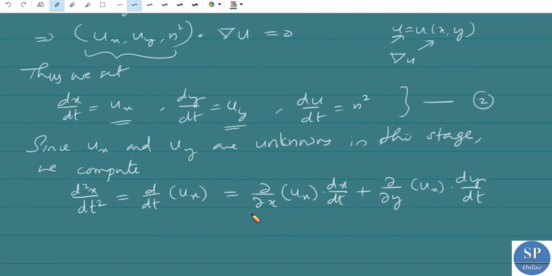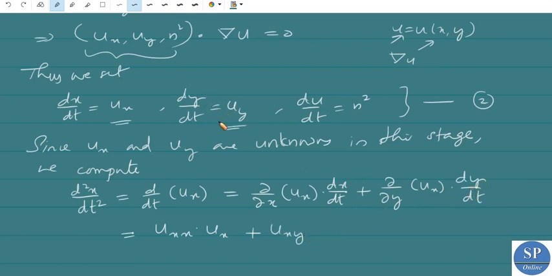Okay, so this is nothing but ∂/∂x of ux, which is uxx, that is ∂²u/∂x² into dx/dt. dx/dt is ux here, so this is ux, plus ∂/∂y of ux is uxy or uyx into dy/dt.